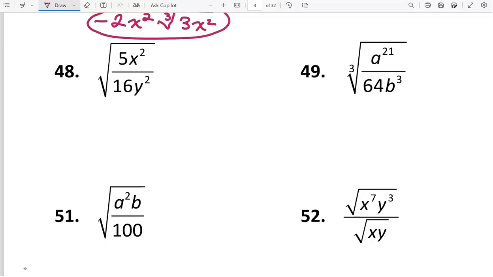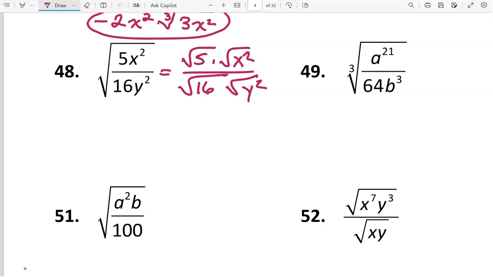In 48, we can distribute the square root to both multiplication and division, so square root of 5 times the square root of x squared over the square root of 16 times the square root of y squared. So on the top, the square root of 5 doesn't simplify, but the square root of x squared is x, so we have x times the square root of 5, and downstairs we have 4 times y.